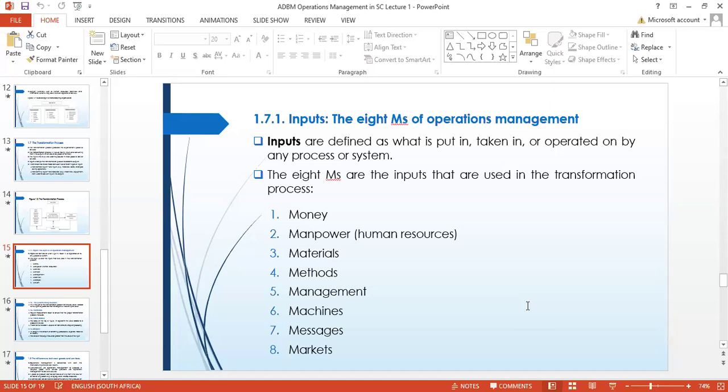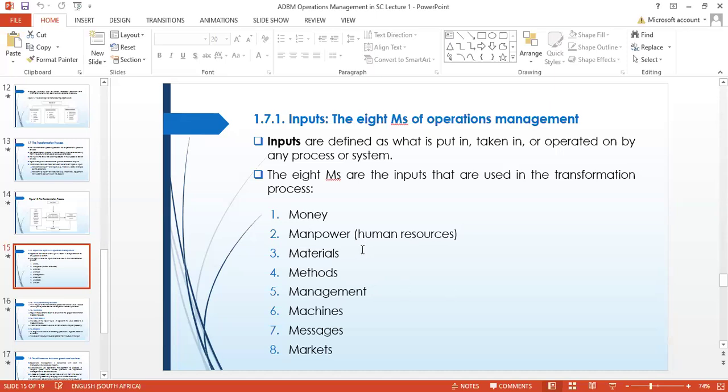We have the manpower, which are the human resources. These are the workers that are going to do the tasks, that are going to work in the operations department to produce goods and services. So how is the operations manager involved here? They will structure the tasks that are going to be done by these workers in the operations management department.